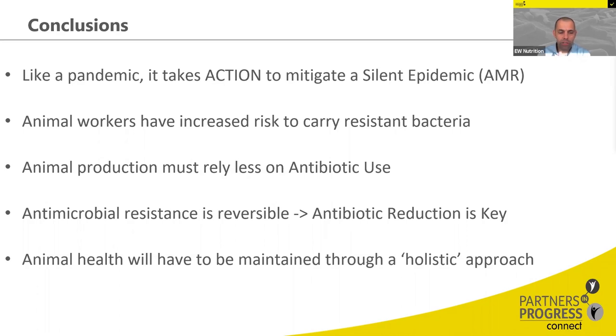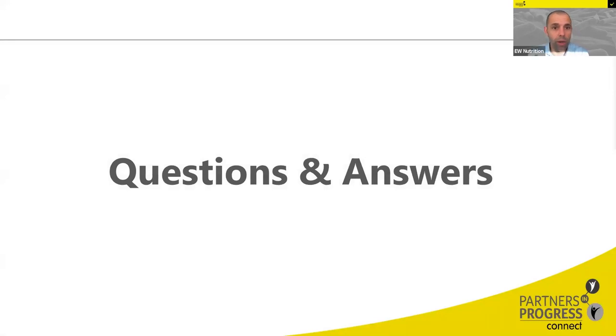Then, animal production as an industry has to rely less on antibiotic use and look for alternative ways of growing a healthy animal with equal profitability for the business. Antimicrobial resistance is reversible, so antibiotic reduction is one very important key to make this shift. And animal health will therefore have to be maintained through a holistic approach, including the different aspects that I showed on the previous slide. I want to close with this and move on to the question and answer section of this webinar.